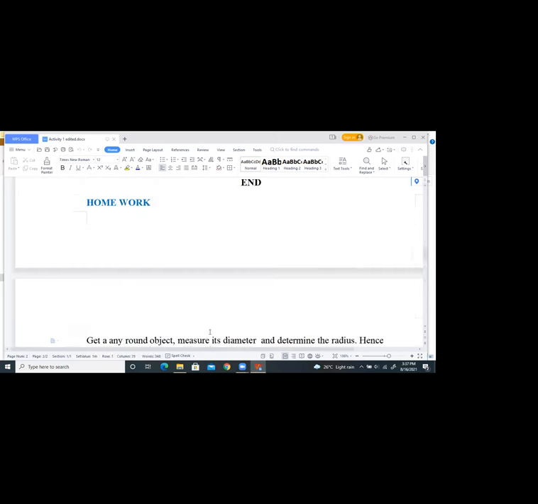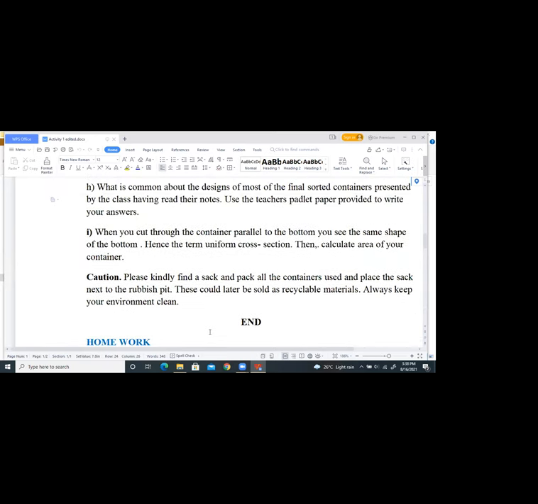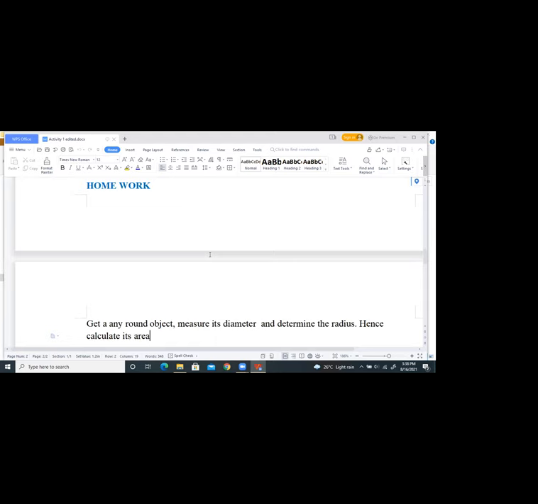So now, I think you are doing this part one, the activity. Make sure you calculate the area of that container. I need your work posted for Part One on the Padlet. I want to see each one's area of the sorted container. And the homework: I want you to get a round object, measure its diameter, and determine the radius. After determining the radius from the diameter, you're supposed to calculate the area of that round object.